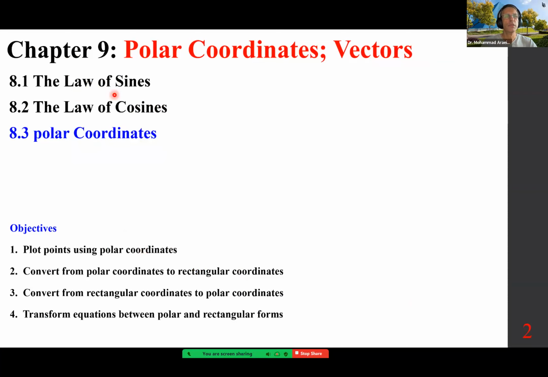So we looked at the law of sines, the law of cosines, and now polar coordinates. The objectives are: plot points using polar coordinates, convert from polar coordinates to rectangular coordinates, convert from rectangular coordinates to polar coordinates, and transform equations between polar and rectangular form.